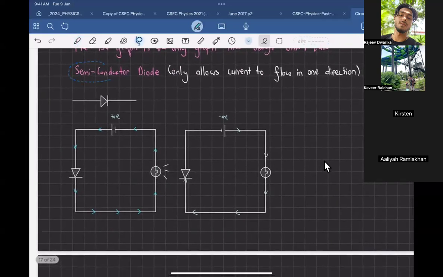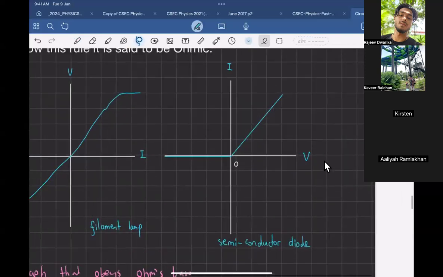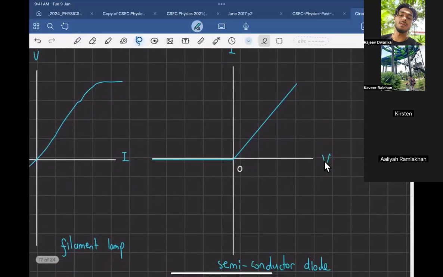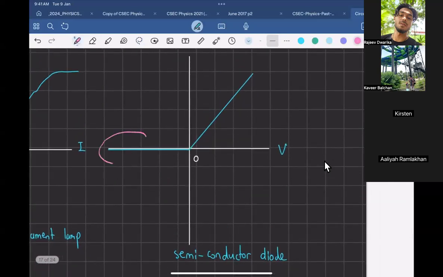So this relates to the third graph, guys, a semiconductor diode. Aliyah, I want you to notice something. Aliyah, Justin, and Kristen, what would the voltage be over here? Would the voltage be positive, negative? What would it be? Come on. What would the voltage be in this region?